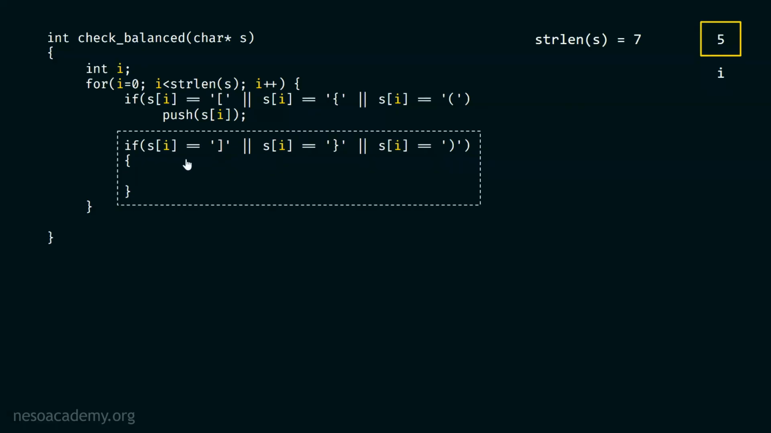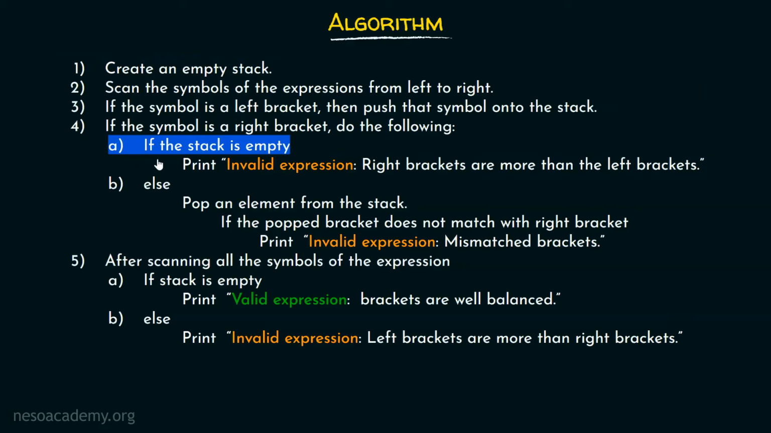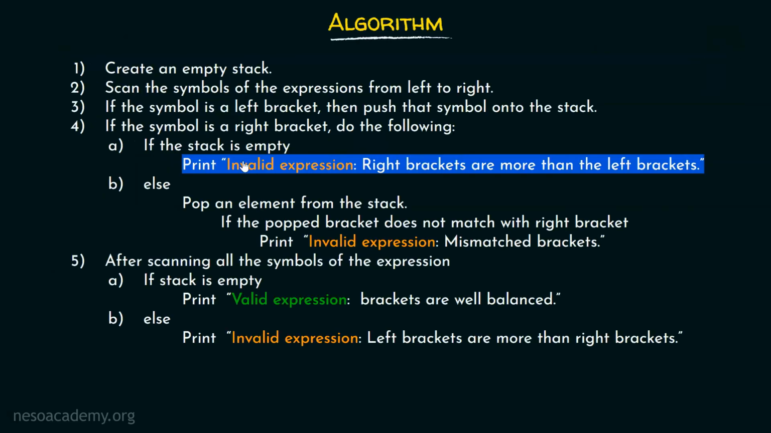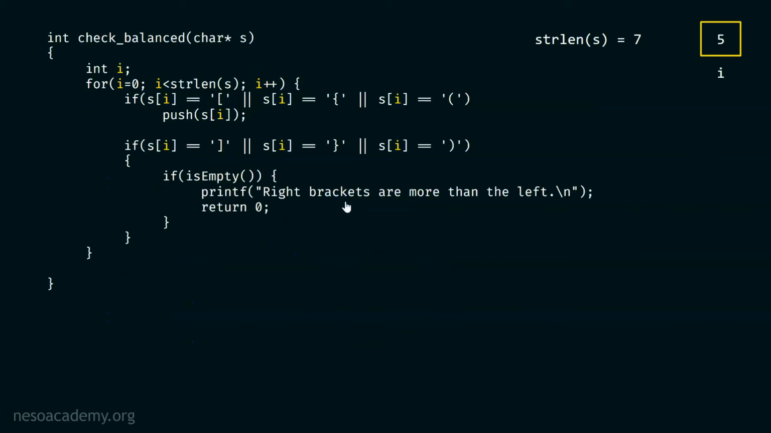Now after checking this condition, we must continue and do the following. That is, if the stack is empty, then print invalid expression, right brackets are more than the left brackets, okay? We know this that if stack is empty, we must continue and print this message, right brackets are more than the left brackets, or we can simply write right brackets are more than the left. And we must return 0 from this particular function. Returning 0 means that we are saying this, that the expression is not well balanced. Correct? If stack is empty, this means that right brackets are more than the left brackets. Correct? We must return 0 at that time.